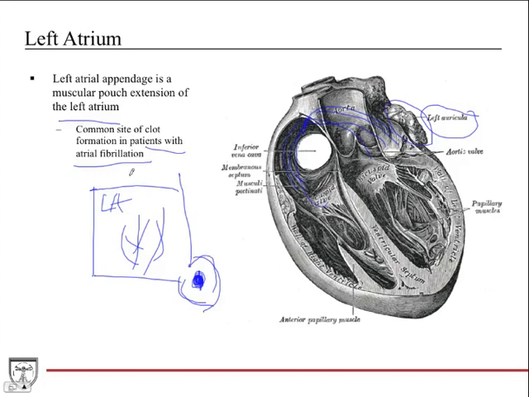These clots are why patients with AFib get put on anticoagulation therapy such as warfarin. The reason for that is that this clot, say you have a clot here, can get shot into the left ventricle, shot into the aorta, and then go out into the systemic circulation and cause clots out in the systemic circulation, specifically strokes. So this can put patients at risk for strokes. That's why they're put on anticoagulation therapy.